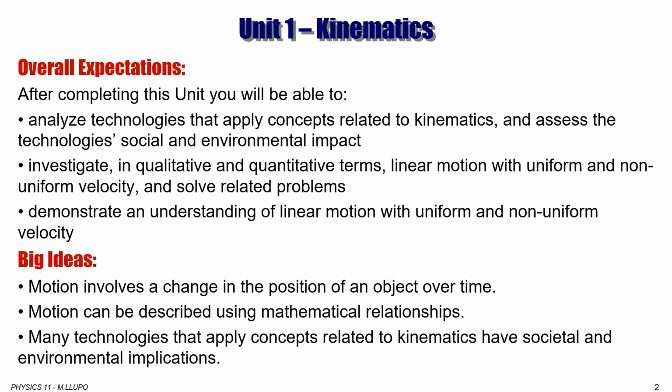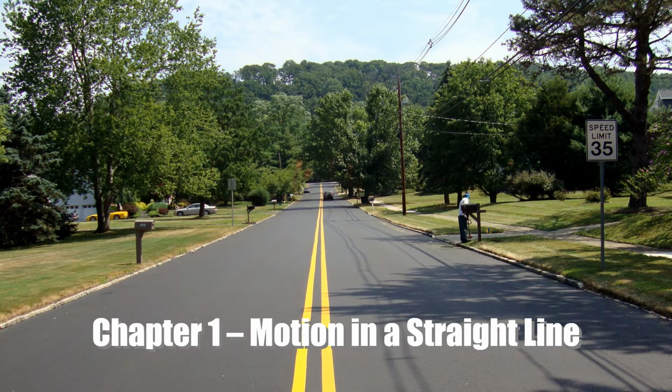Big ideas. Motion involves a change in the position time graph. We're going to talk about velocity time graph as well and acceleration time graph. Motion can be described using mathematical relationship, especially on 5 key formulas in the kinematics, and technologies that apply those concepts. Chapter 1, motion in a straight line. We're going to talk about all the concepts and all the relationship between different concepts in kinematics. And then in chapter 2, we're going to apply those in two dimensions.